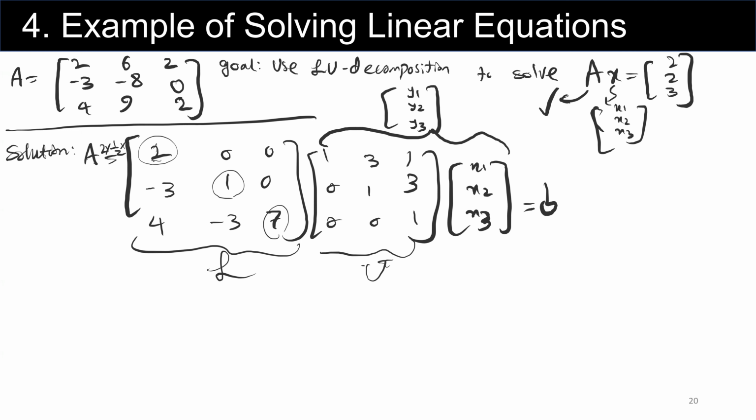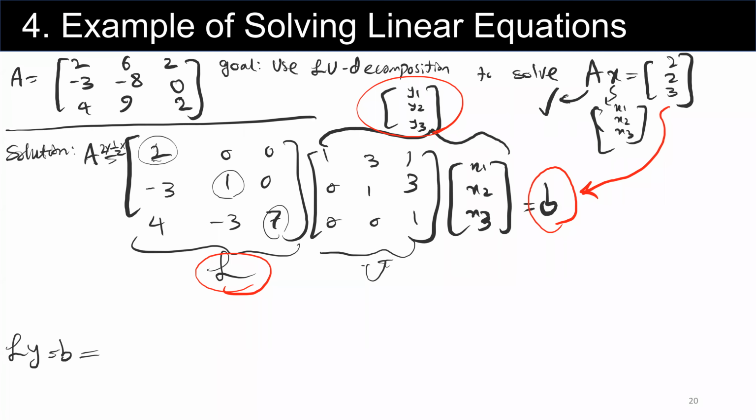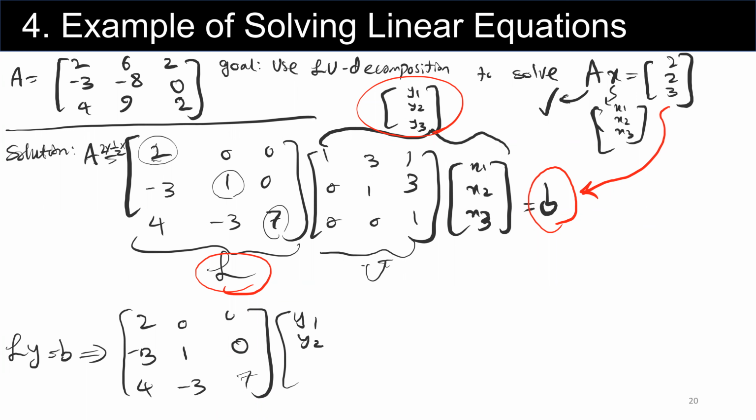At the first step, we are going to consider L, y, and b. This is the value for b. So we have Ly equal to b, or [2, 0, 0; -3, 1, 0; 4, -3, 7] multiplied by [y1, y2, y3] is equal to b, which is [2, 2, 3]. All right.